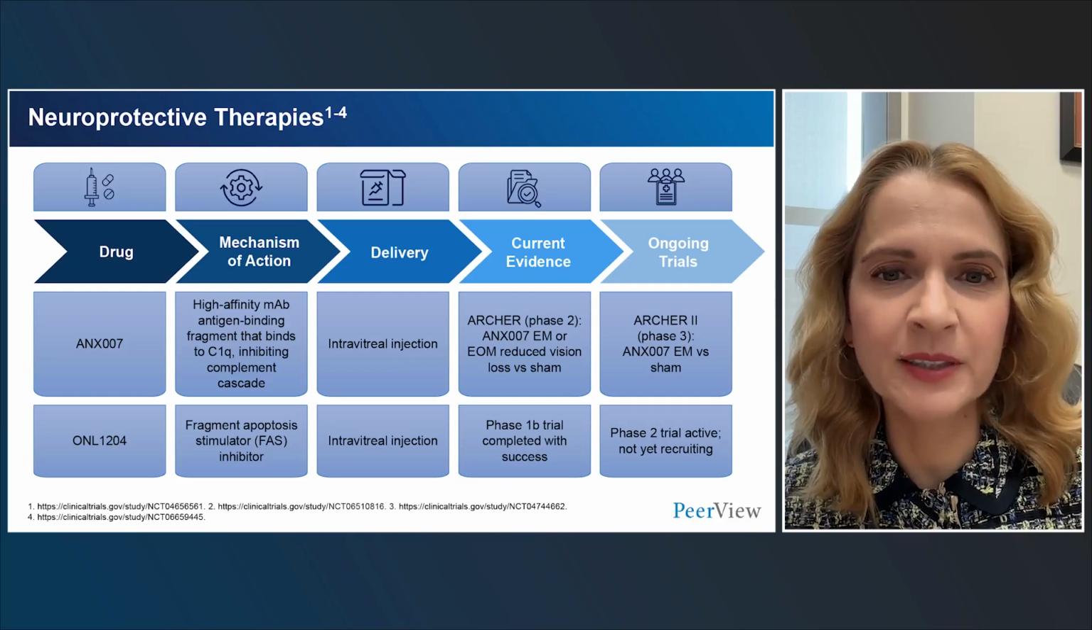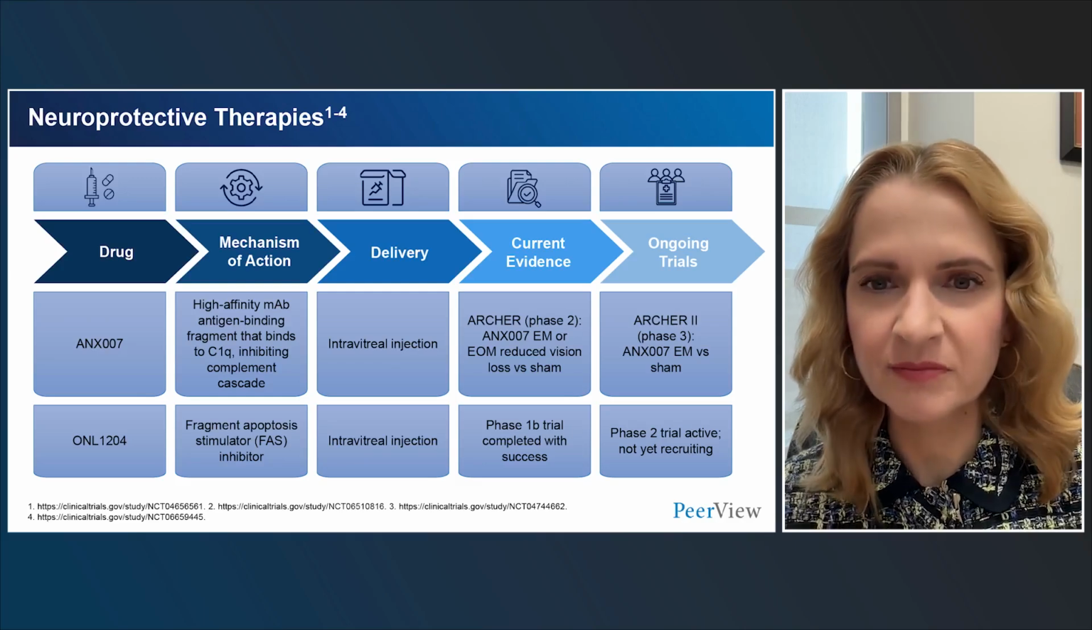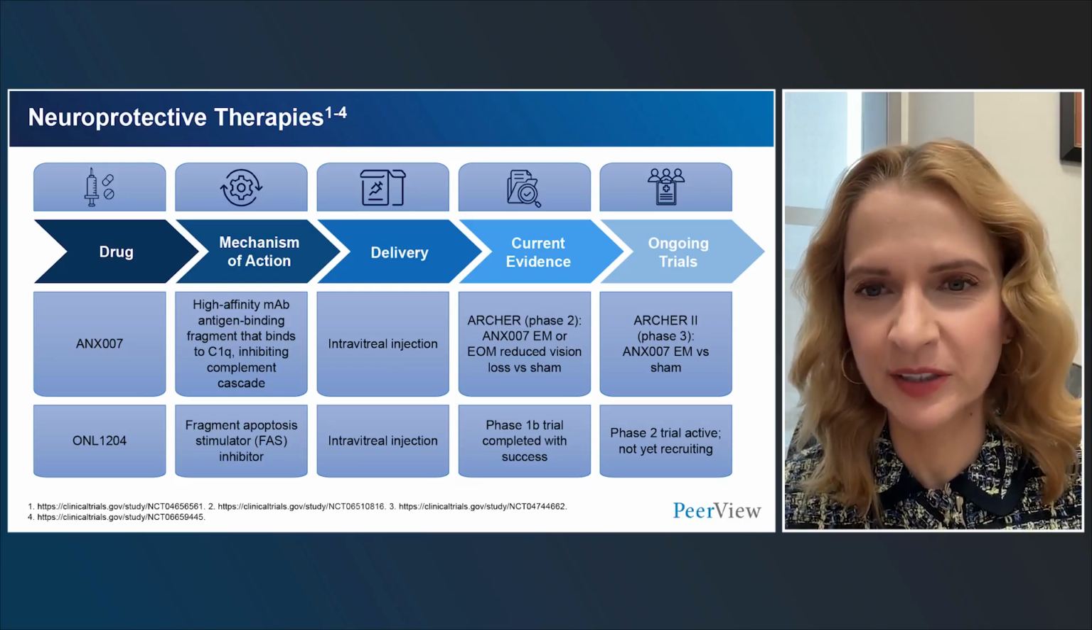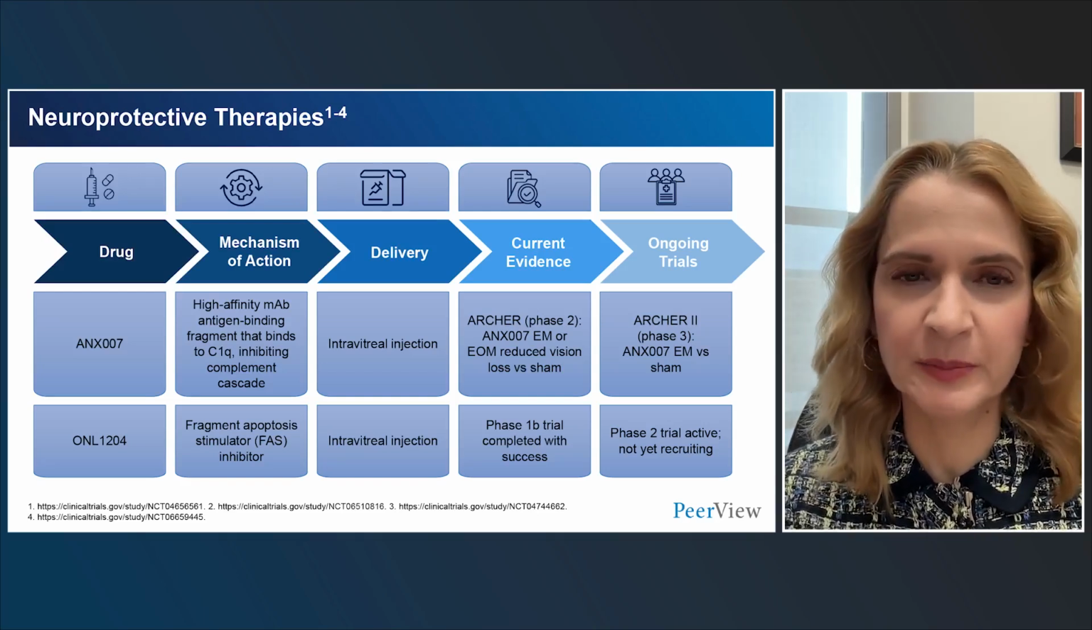ONL-1204 is a fragment apoptosis stimulator inhibitor given via intravitreal injection. The phase 1b trial was completed with great success. The phase 2 trial is active but not yet recruiting participants.